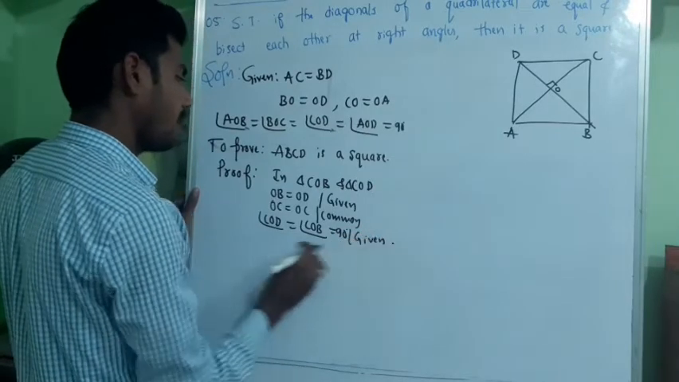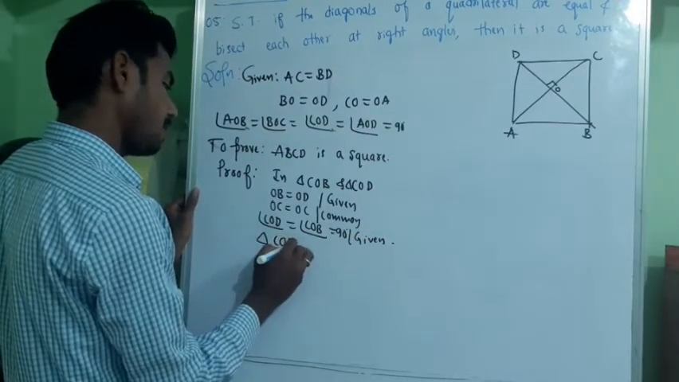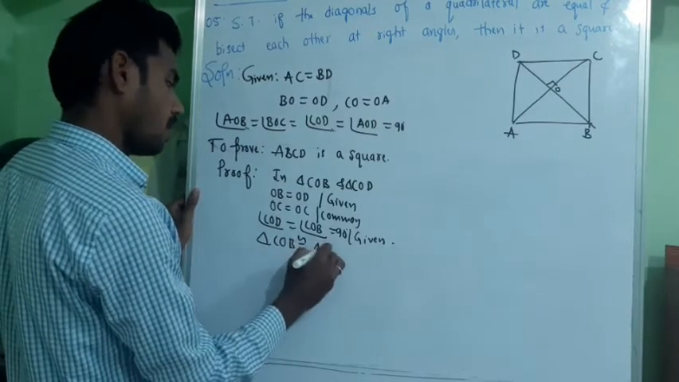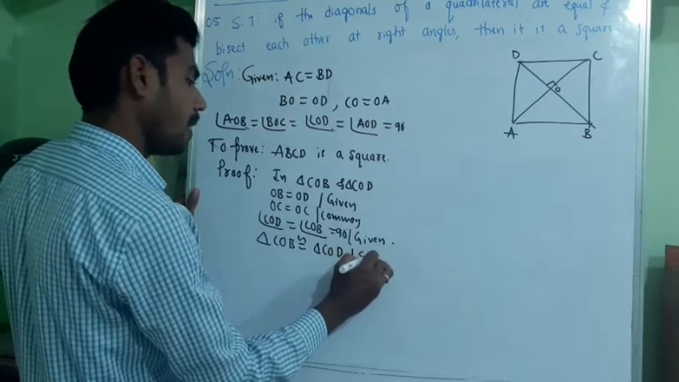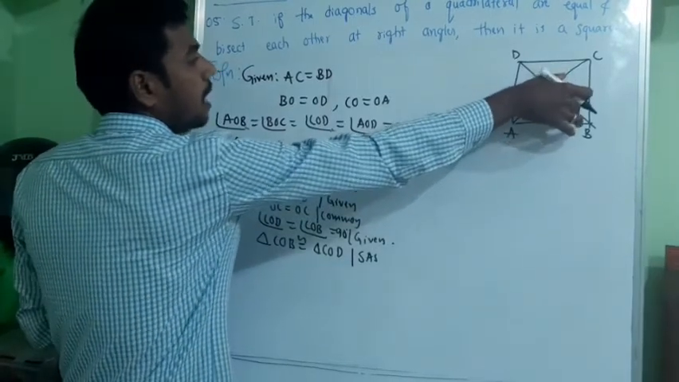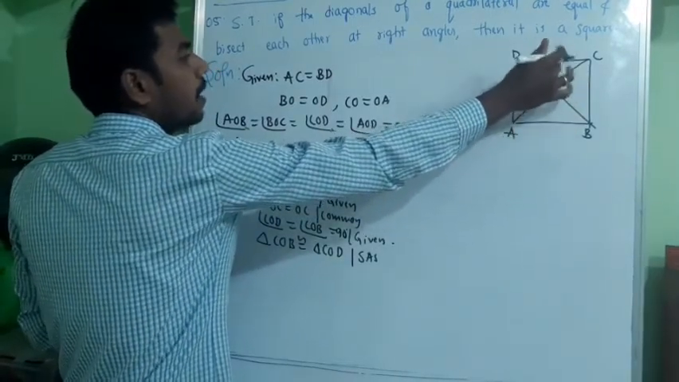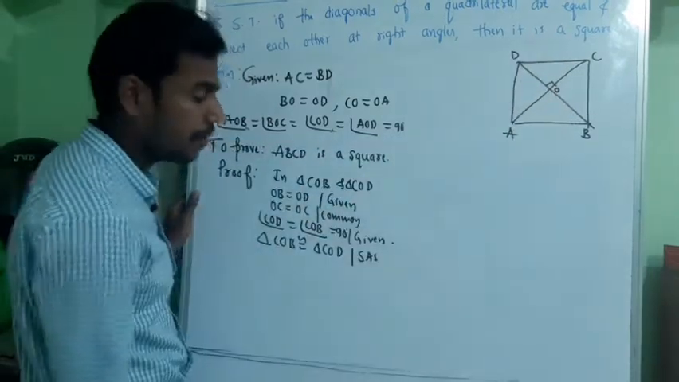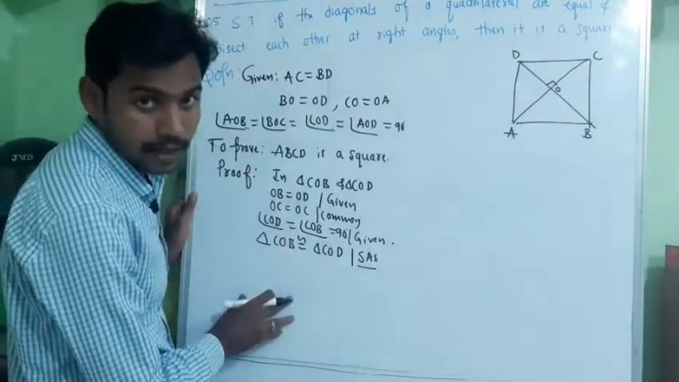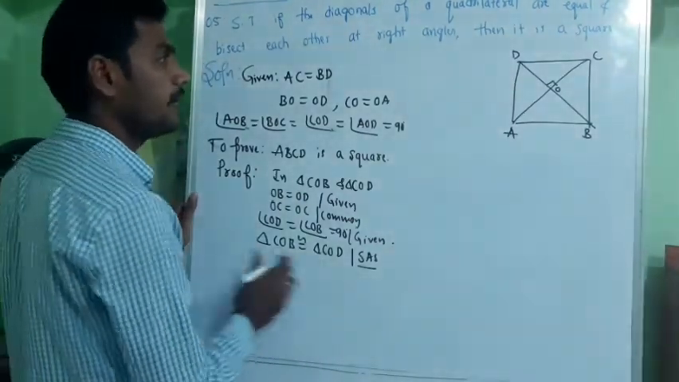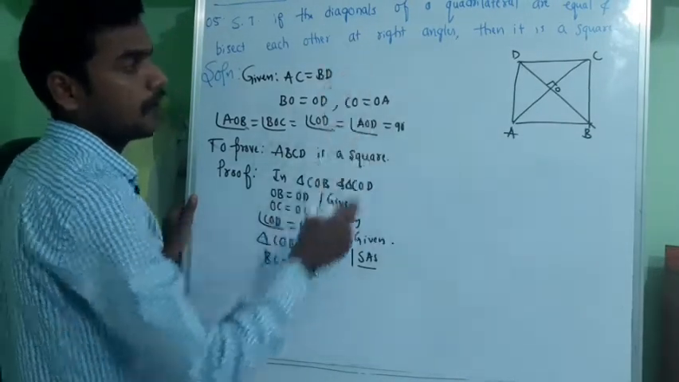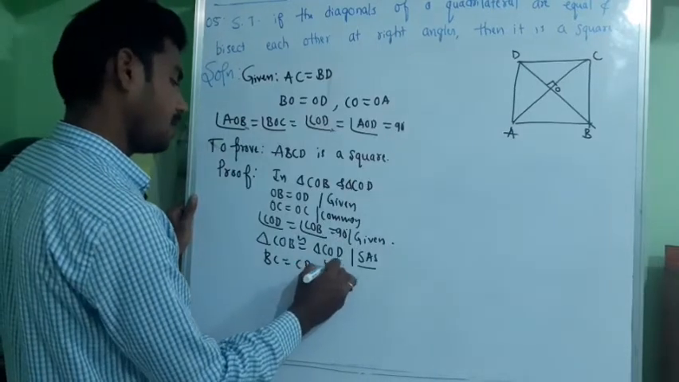So what I can write, triangle COB is congruent to triangle COD because of SAS criteria. Two sides of this triangle are equal to two sides of the other triangle, and their included angles are equal. That is the reason both the triangles are congruent to each other by SAS congruence criteria. Now what can I write? BC is equal to CD. This is because of CPCT.